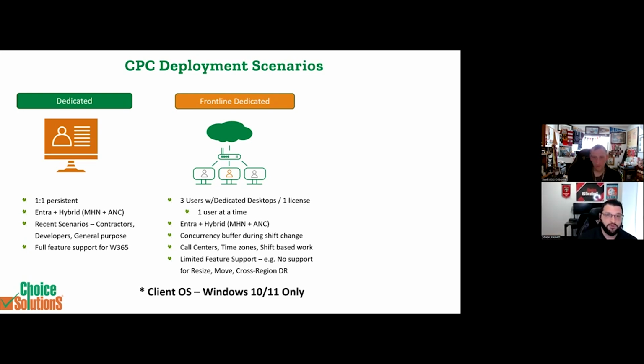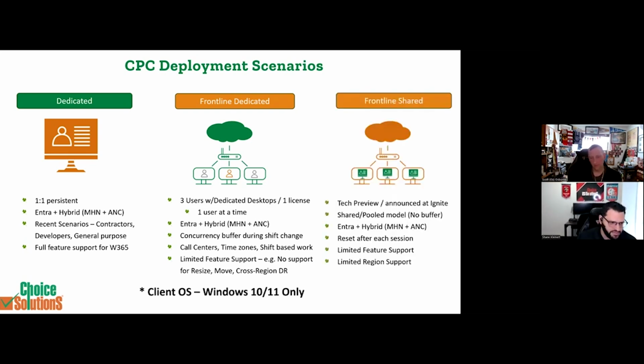This does support Entra join and hybrid mode, and we'll talk through Entra join as well as hybrid, meaning AD joined into Entra ID, and then both Microsoft hosted network and Azure network connection. Key across all these is client OS, right? Not server OS, again, as Oz had mentioned. And frontline shared is tech preview.